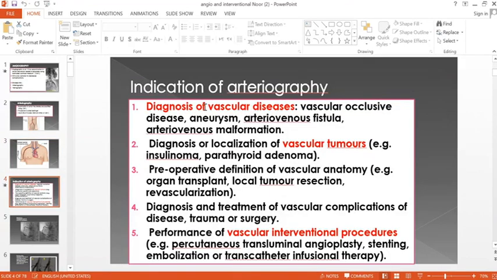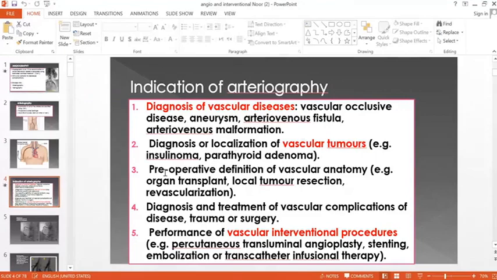Indications for arteriography are for diagnosis of vascular diseases such as vascular occlusive disease, aneurysm, AV fistula, and AV malformation. Diagnosis or localization of vascular tumors such as insulinoma or parathyroid adenoma.